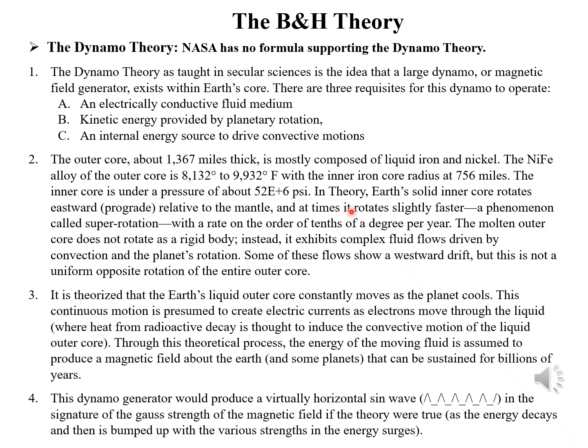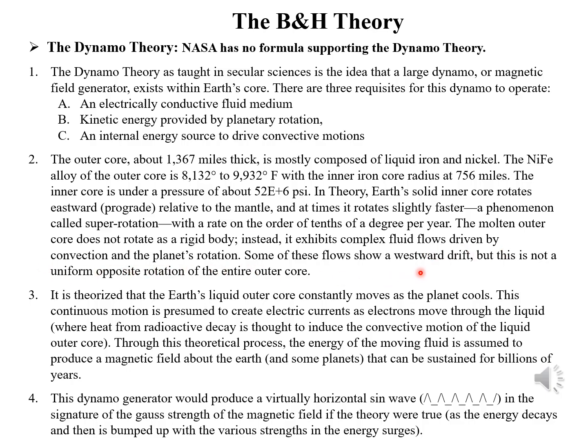In theory, Earth's solid inner core rotates eastward prograde relative to the mantle, and at times it rotates slightly faster, a phenomenon called superrotation, with a rate of the order of tenths of a degree per year. The molten outer core does not rotate as a rigid body. Instead, it exhibits complex fluid flows driven by convection and the planet's rotation.